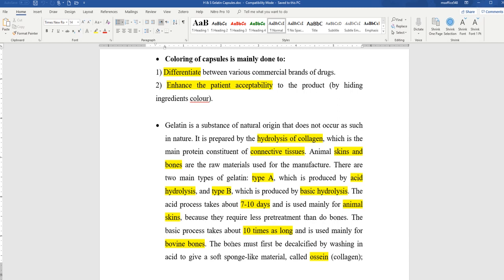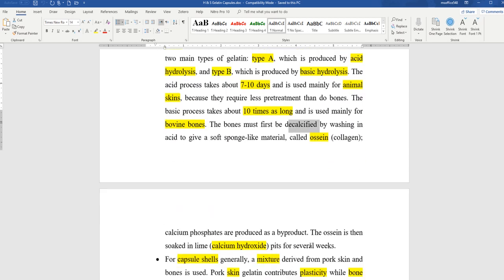Leave it for some time. The bones will become spongy-like material. Spongy means soft. Now this spongy material is called osine. Osine is the same as collagen. Okay? So the result of decalcification or removing calcium is you get spongy material called osine or collagen.